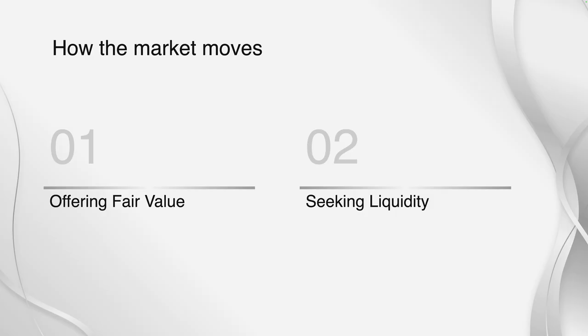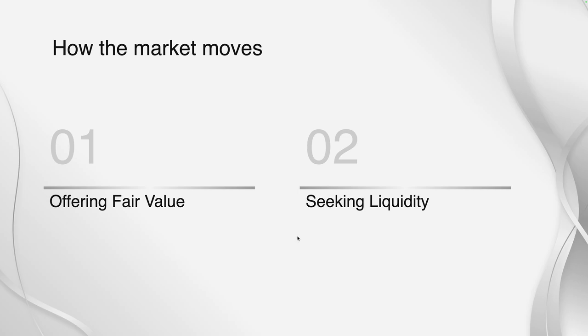There's not a hierarchy. One is not necessarily better than the other. We just need to understand that the market is always either seeking liquidity or offering fair value. And if it's not doing one, then it's doing the other. So if it's not offering fair value, then it's seeking liquidity. If it's not seeking liquidity, then it's offering fair value. So what does that look like?